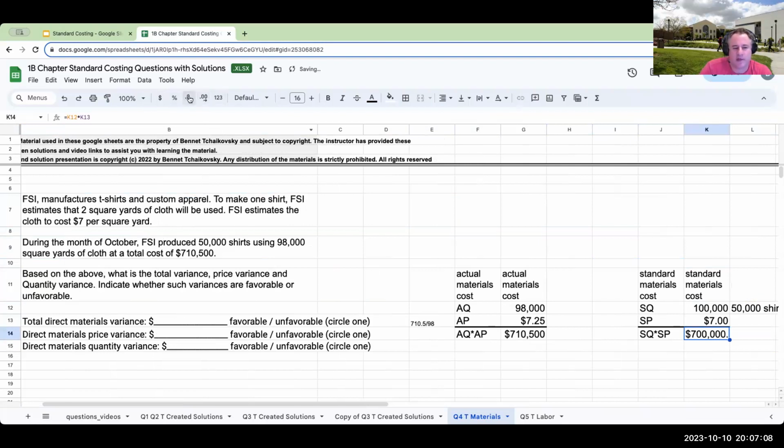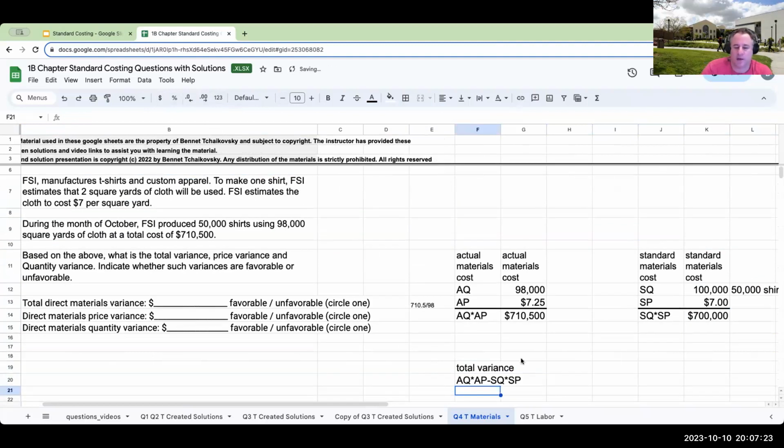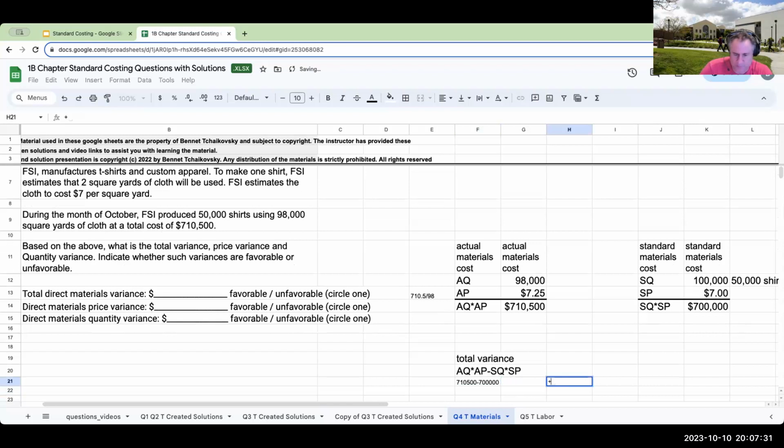So the first thing I always want to do when I have these questions is figure out what my total variance is. My total variance is going to be the AQ times AP minus the SQ times SP. This is the total variance, right? So this is going to be 710,500 minus 700,000. So my total variance is 10,500.